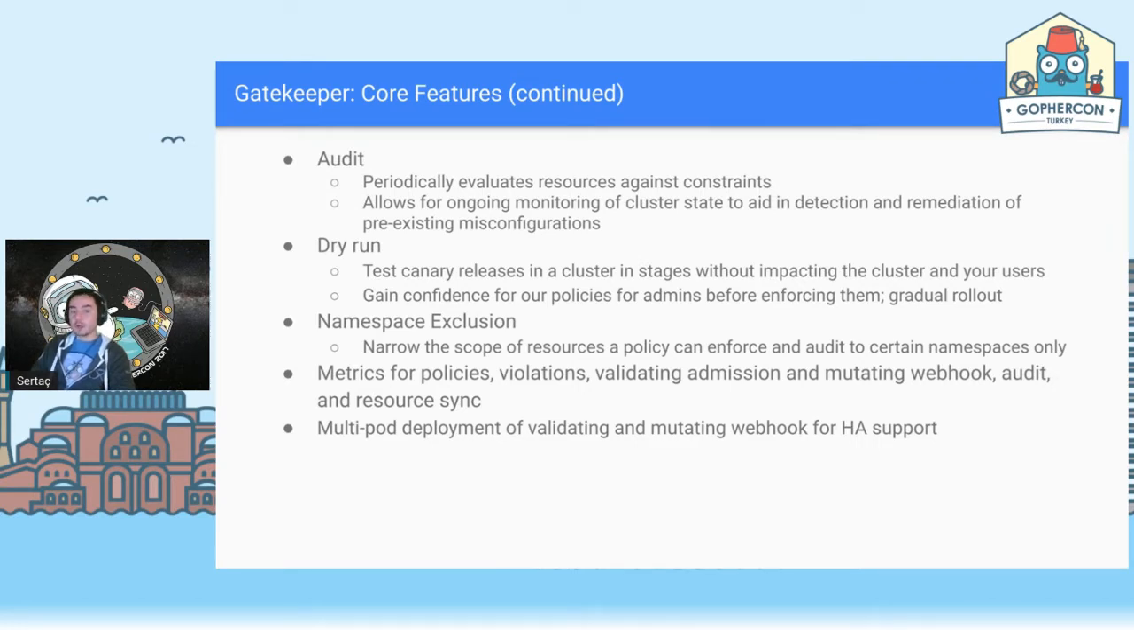We also provide metrics for policies, for violations, for both the validating webhook and the mutating webhook, and audit and resource sync if you're using the OPA cache. And finally, multi-pod deployment of the validating and mutating webhook pods for high availability support.